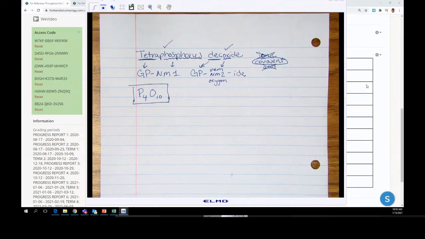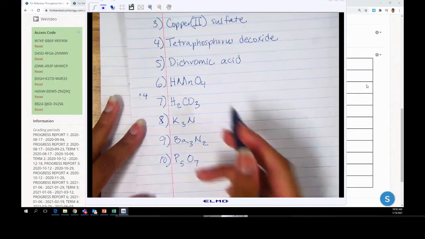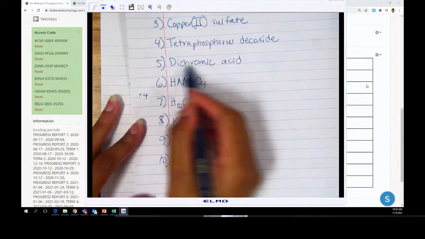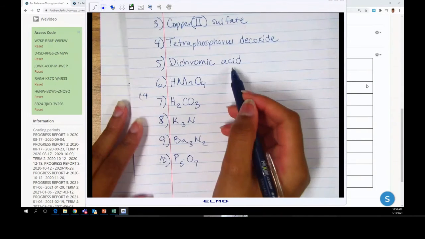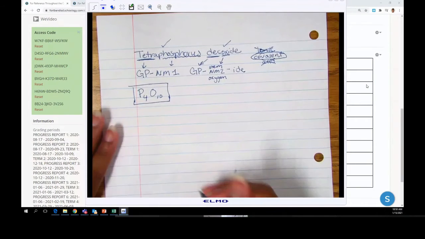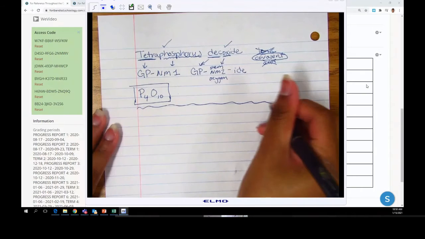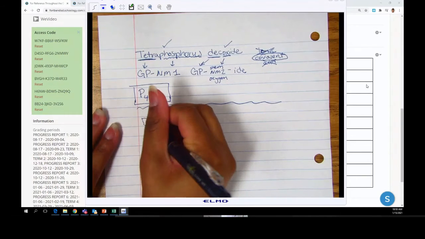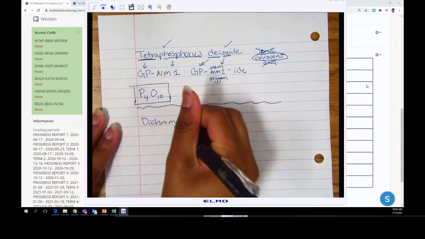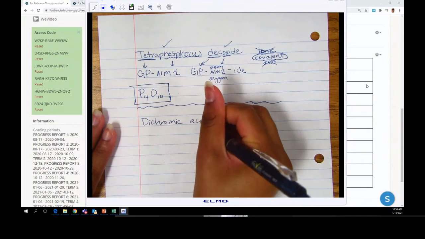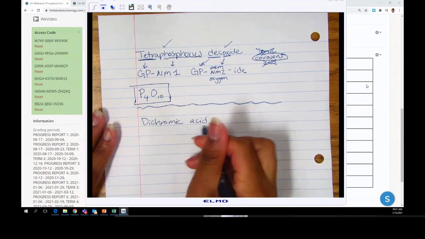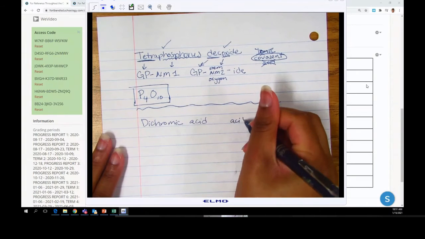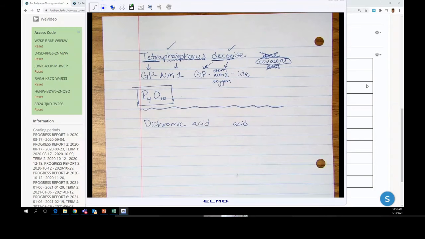Let's try an acid. So number 5 that I have here is dichromic acid. Of course, we can ask ourselves that first question, right? Is this an ionic, covalent, or acid compound? But we can tell by the name right away that we're dealing with an acid. If it says acid on the end, we're looking at an acid.